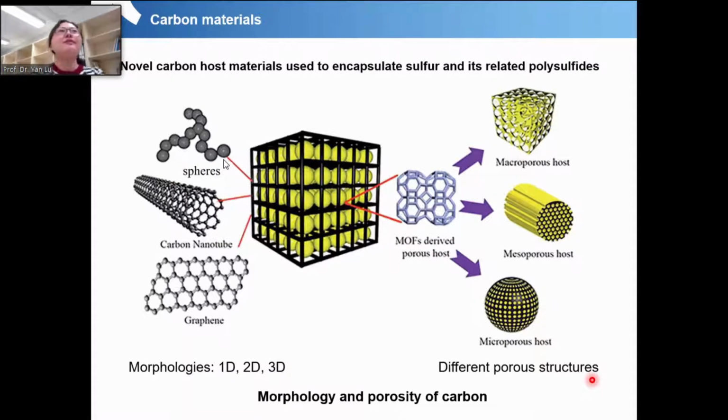And so the Professor Linda Nazar, she is one of the first who developed this concept. She's from Canada, and her group is one of the best working on lithium sulfur batteries, and she is the first one. Her first paper was published in 2010, using porous carbon as a cathode host material for sulfur.